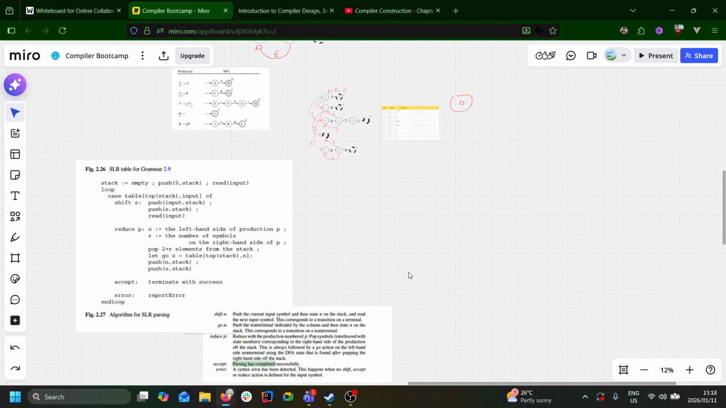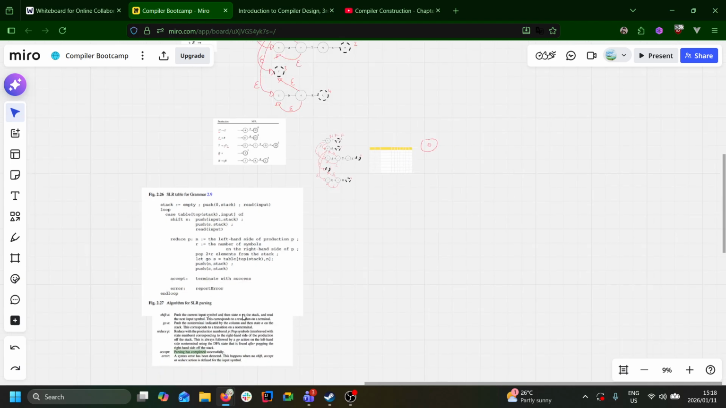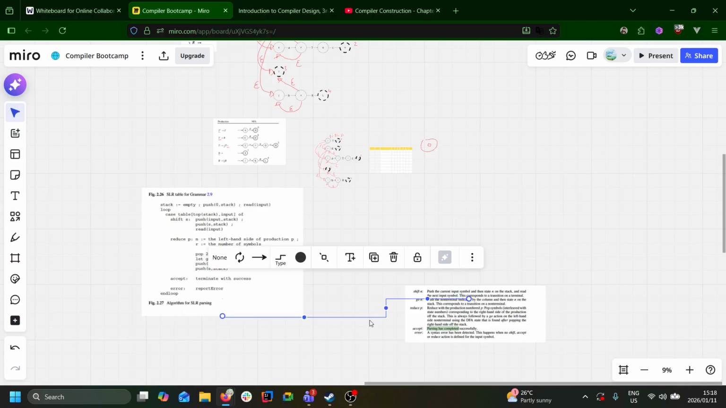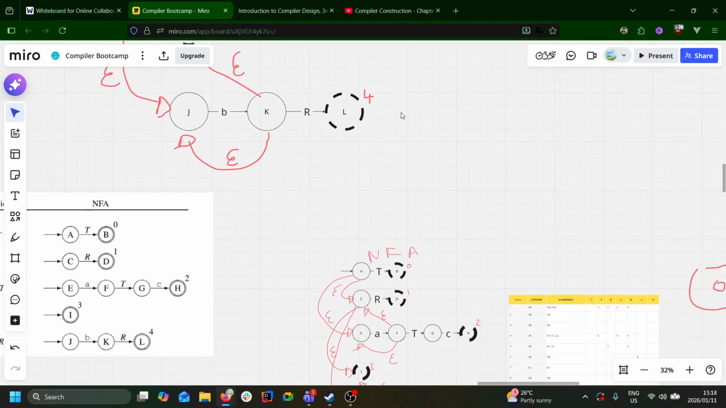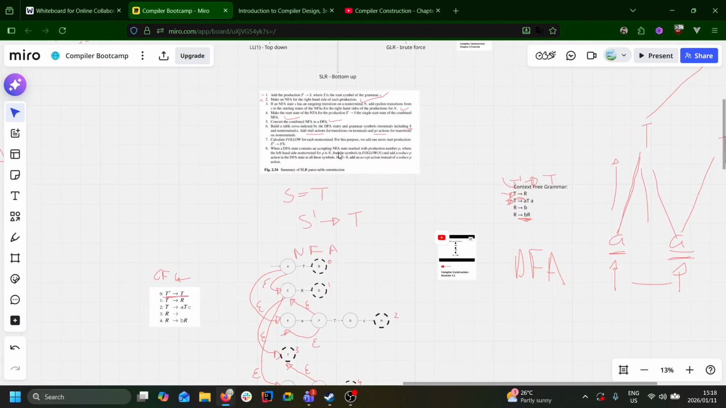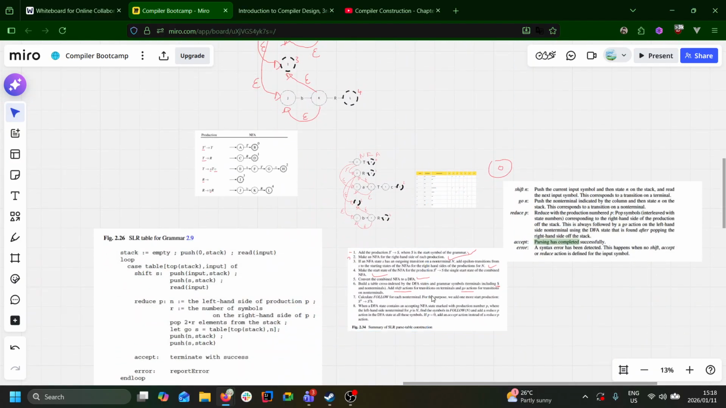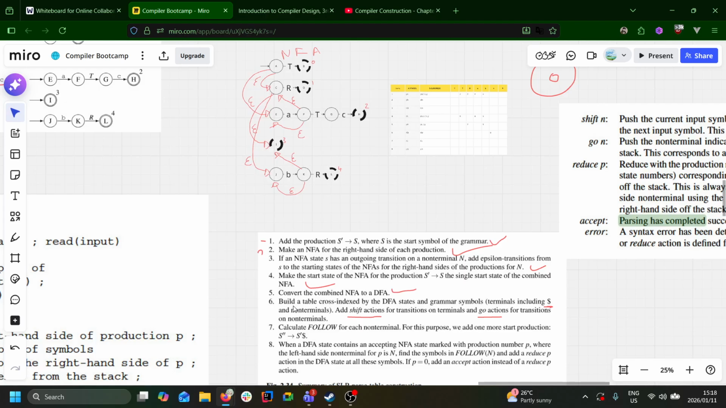What is the connection between the two of them? We have to populate our table with these actions, and to do that, it's very simple. What we do is build a table cross-indexed by DFA states and grammar symbols, terminals, including the dollar sign, and non-terminals. We've already done that. And then add shift actions for transitions on terminals and go actions for transitions on non-terminals.